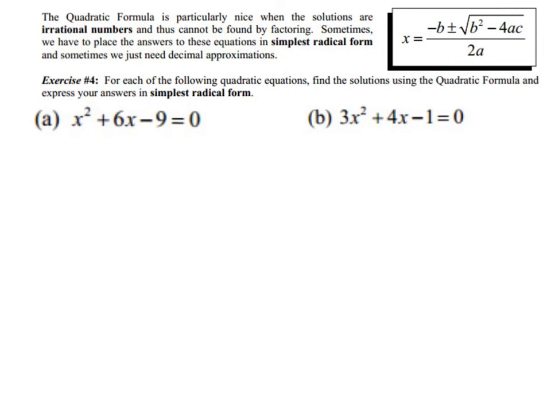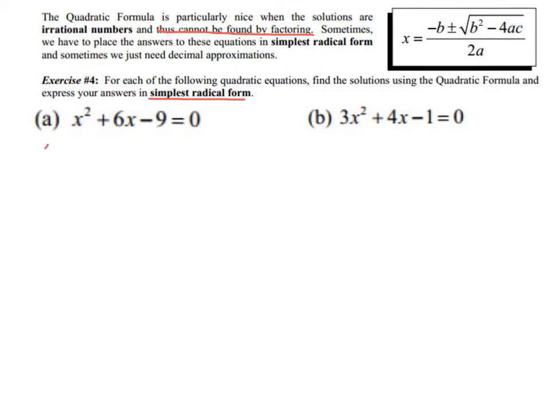The quadratic formula comes in because there are going to be cases where you try to factor it and you can't factor. So you've got two choices: completing the square or the quadratic formula. And like I said, a lot of kids love the quadratic formula. So under number 4, they want us to get the simplest radical form, which means no decimals at the end. Leave it in radical form if there's a radical.